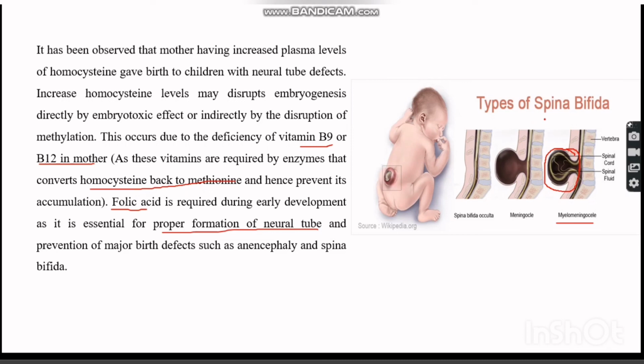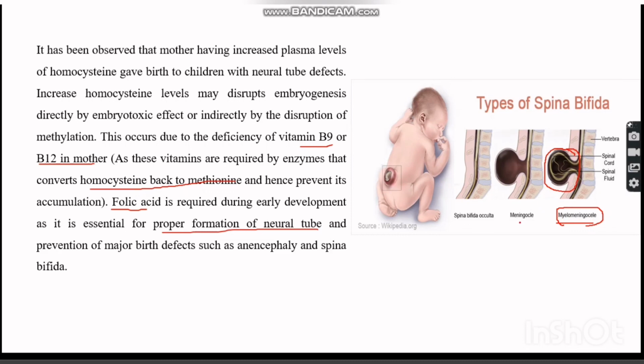So there are three types of spina bifida. The most serious is myelomeningocele. What happens is that, as you can see, a sac of fluid protrudes from the back, from the spinal cord. And from this back, a pack of spinal fluid accumulates, as well as a bunch of the damaged spinal cord and nerves also gets involved in it. So this is the most serious type of spina bifida, that is myelomeningocele.